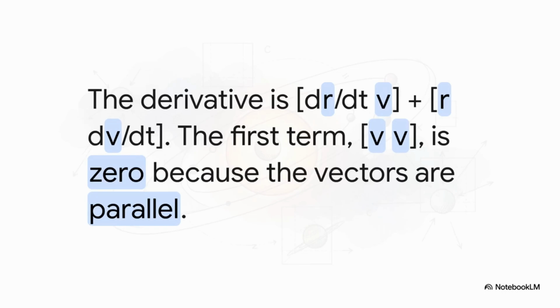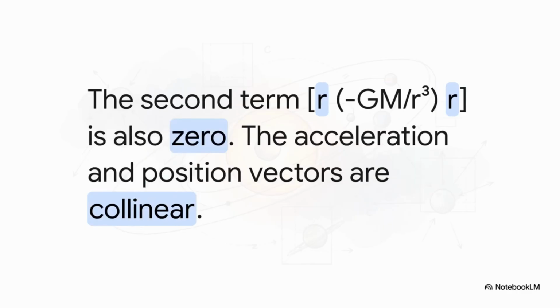Let's look at the first one. It's the cross product of dr/dt, which is just the velocity v, with the velocity v. And as we already established from the properties of the vector product, any vector crossed with itself is just zero. So that first term vanishes. Okay, what about the second term?